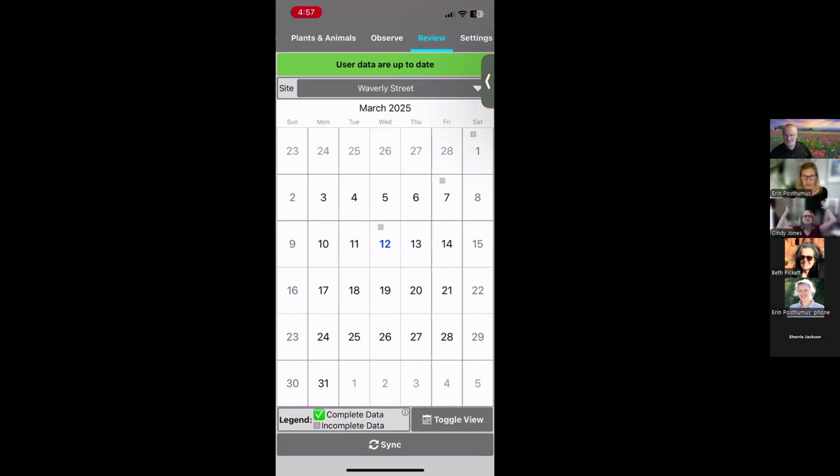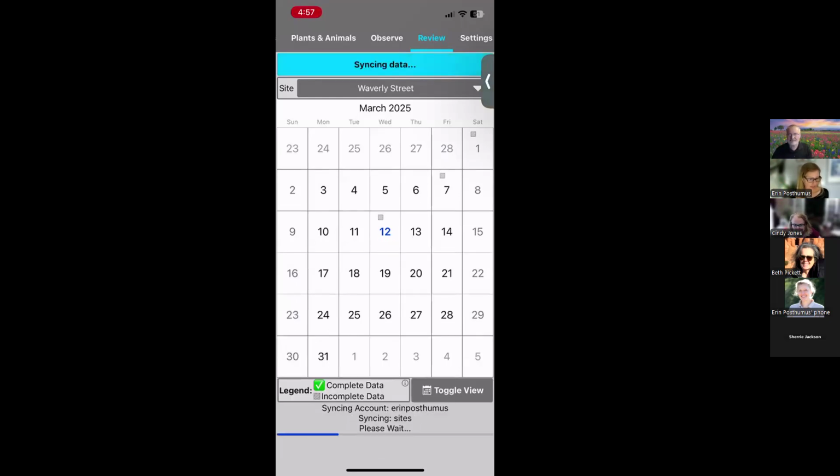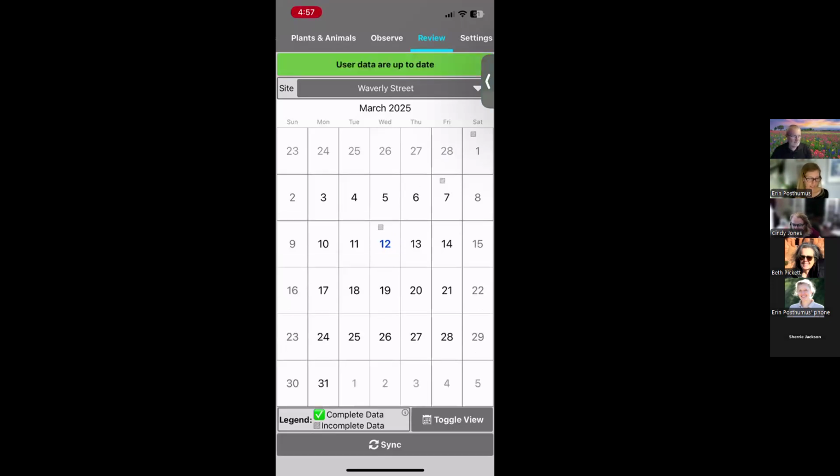So if I either see an orange bar that says user data are not up to date, or I just want to make double sure, make sure you go down to this sync button and just tap the sync button and it'll say, okay, we're going to sync. And now, okay, we're definitely sure the user data are up to date. So now we have made our first observation, which is great.